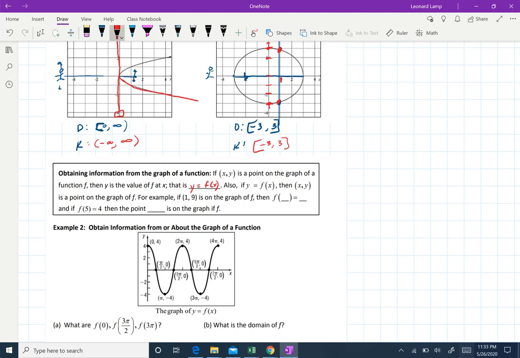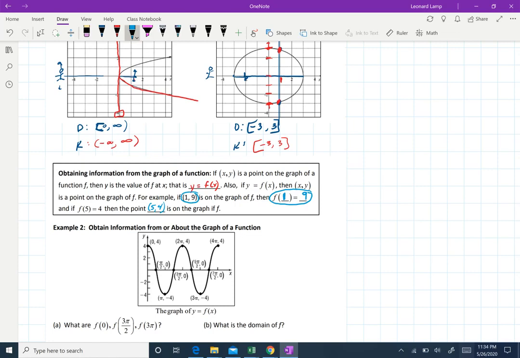For example, if (1, 9) is on the graph, the notation you're going to see now is that if you plugged in 1 and you got 9 for the y value. So again, like I talked about before, this notation is relating back to this notation. Meaning if you have f of 5 is equal to 4, then there's the point: you plugged in 5 for the x and your outcome was 4 for the y value.